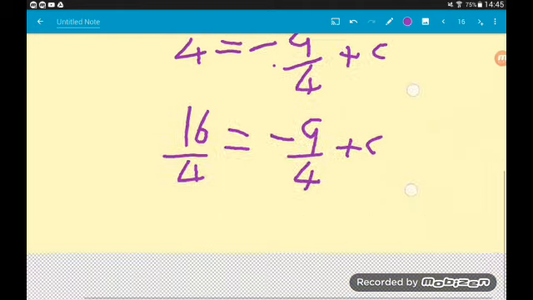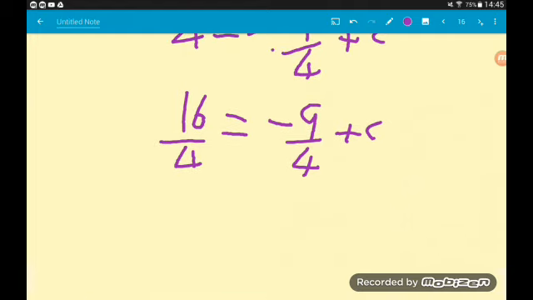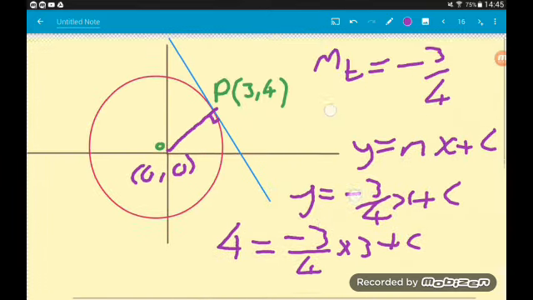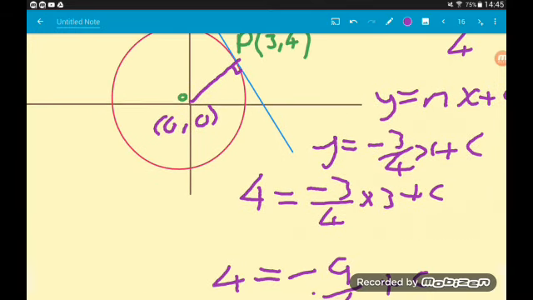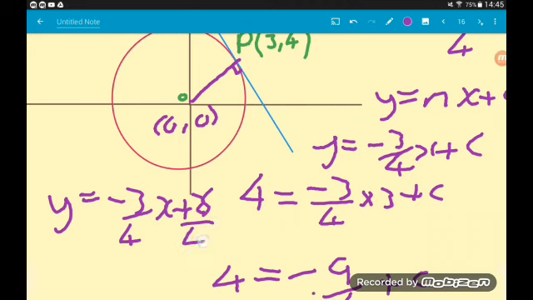Then add the 9 quarters. Finally we get 25 quarters is equal to c. So we now know the equation of our tangent is y is equal to minus 3 quarters x plus 25 quarters. Job done. Okay guys, so if that's been tricky, it's quite likely it's going to come up.